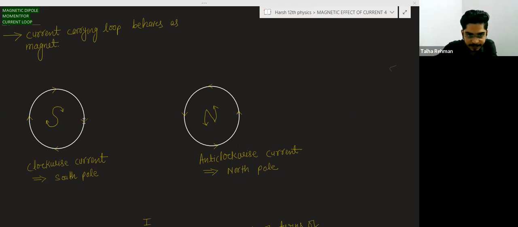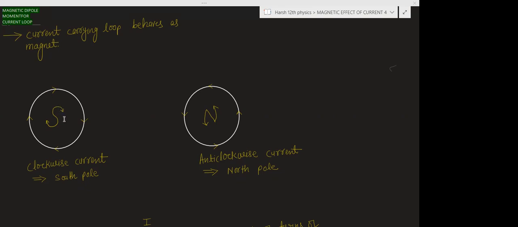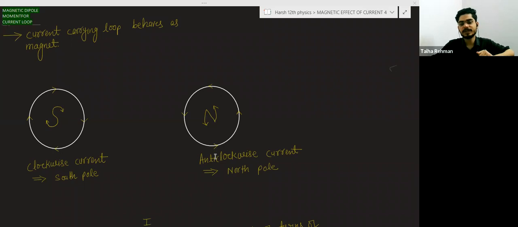Now, see, here is a circular coil or loop, and in this circular coil there is a current in the clockwise direction. If there is a current in the clockwise direction, this face of the coil will behave as a south pole. If the current is in the anti-clockwise direction, then this face will represent the north pole of the magnet.